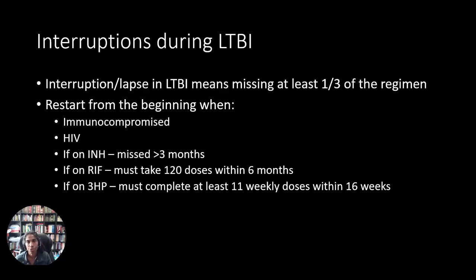What about interruptions during latent TB infection therapy? Interruption or lapse in this means missing at least 1/3 of the regimen, so not relevant to a couple missed doses. We need to restart from the beginning if someone has lapsed therapy when they are immunocompromised, if they are living with HIV, if they are on INH and have missed greater than 3 months. If they are on rifampin, they must take 120 doses within 6 months, or if they're on 3-HP, they must complete at least 11 weekly doses within 16 weeks.